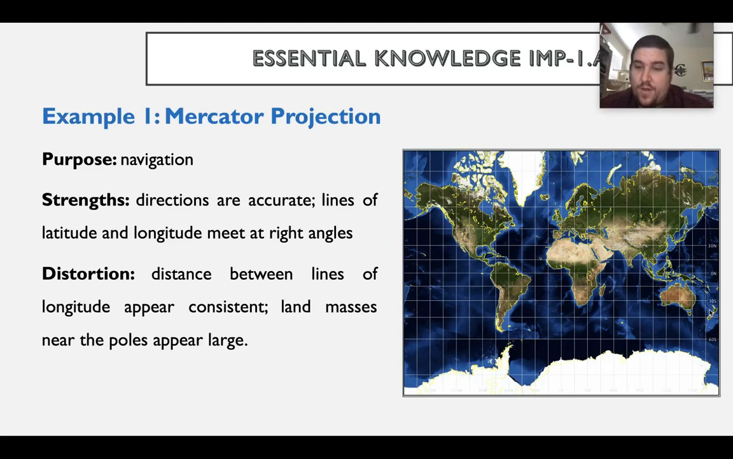Mercator projection. Purpose is navigation. They are accurate lines of latitude and longitude that meet at right angles. The distance between the lines of latitude and longitude appear consistent. Land masses near the poles are larger. This is perfect for navigation, because if you hop on the line of latitude or longitude that you need, you can plot degrees and travel where you need to go. However, shapes are distorted significantly. Greenland's not anywhere close to being that large. You have problems with that.